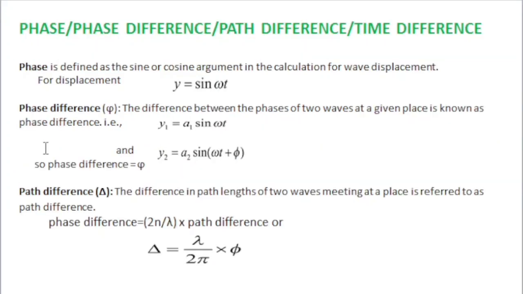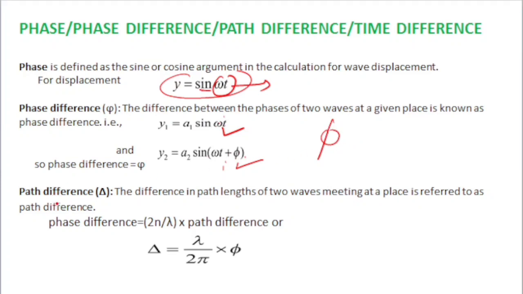Now what is this phase? The equation of a wave, you know, is y equal to sine omega t. The argument of this sine or cosine, this omega t, is called phase. Suppose there are two wave equations, one is y1 equal to a1 sine omega t, another one is y2 equal to a2 sine omega t plus phi. What is the difference between these two phases? This one is omega t, this one is omega t plus phi. So the difference between two phases is called the phase difference phi.